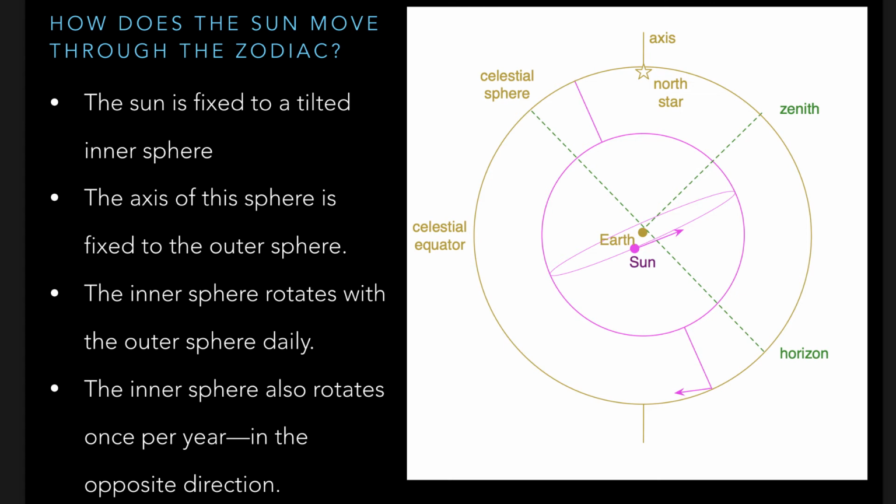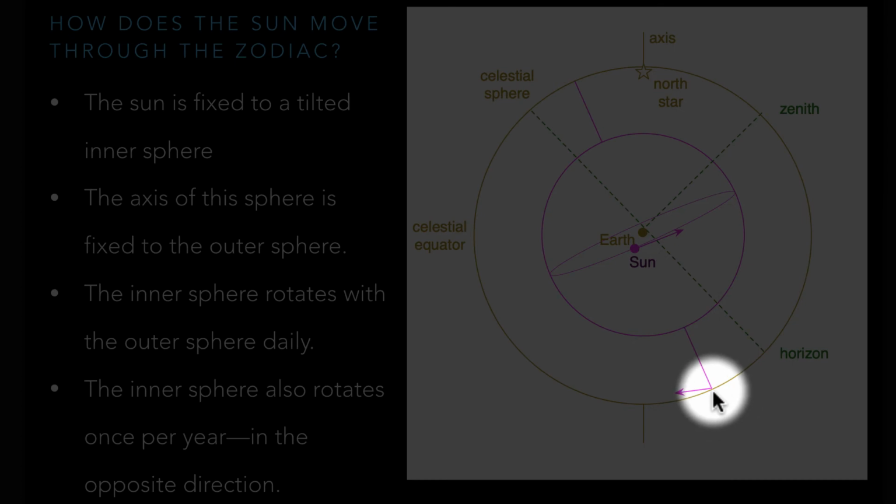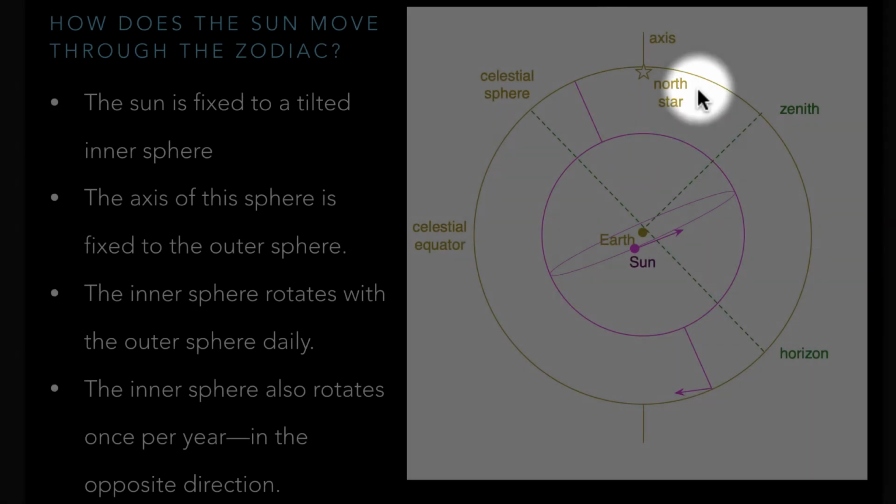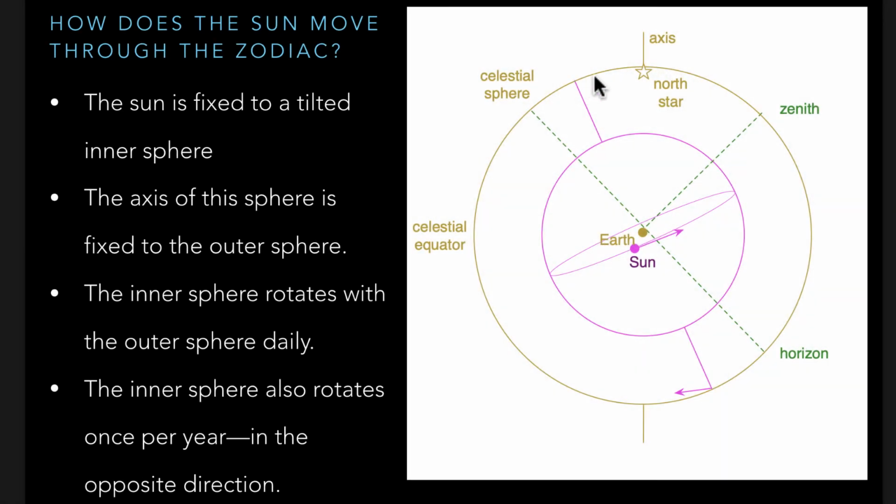Those axles are fixed up at this point right here and down at this point right here. So as this large celestial sphere rotates, this point is going to move around with it in a trajectory like this, and likewise this one moves around in a trajectory like that. And so what happens if the sun is fixed to this celestial sphere, it is going to rotate around as this larger celestial sphere is rotating around.